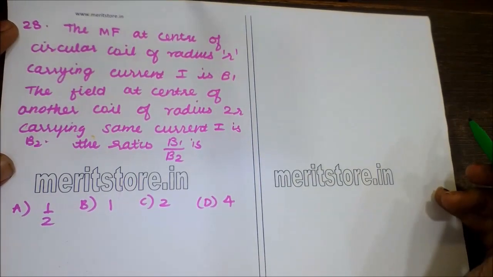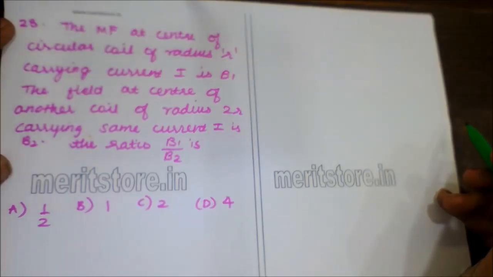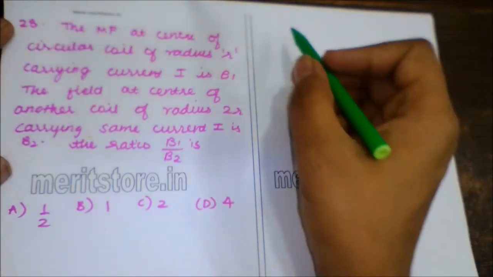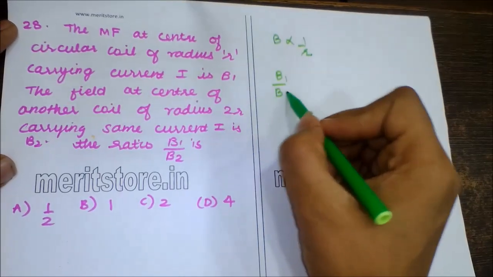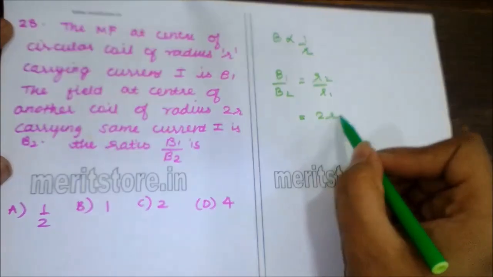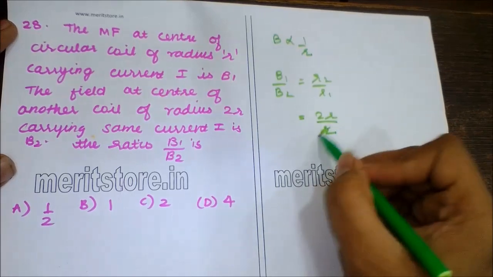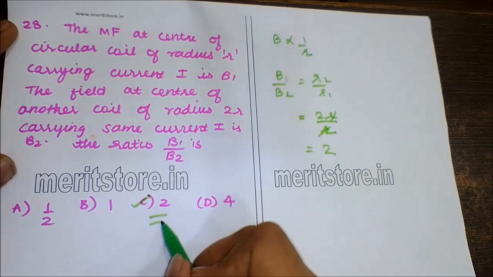Question number 28. The magnetic field at the center of the circular coil of radius r carrying current I is B1. The field at the center of another coil of radius 2r carrying same current I is B2. The ratio B1 upon B2 is. So now, as we know, B is inversely proportional to R. B1 by B2 is equal to R2 by R1. But value for R2 is nothing but 2R upon R. R and R get cancelled. We are left with answer as 2. So option C, 2, is the correct answer.